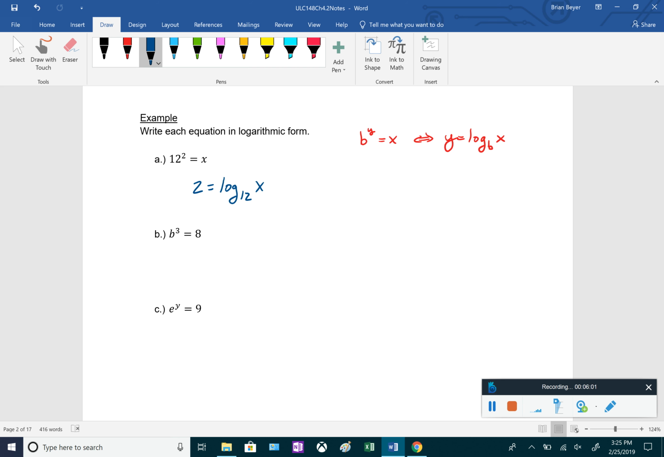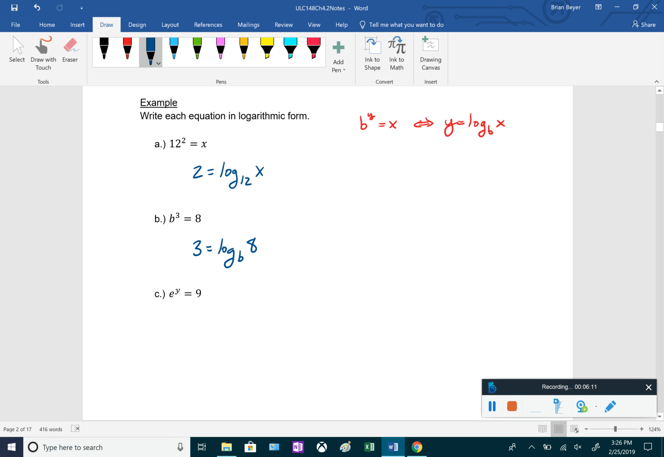Next, we have b to the third equals 8. So it's going to be the exponent equals log base b of 8. Lastly, e to the y equals 9. So remember, e is the natural base. It's about 2.718. So this is going to be the exponent equals log base e of 9. It's just a number, so don't let that screw with you at all. Log base e, that'll pop up again later, I believe, at the end of this section, but I'll mention that when we get there.